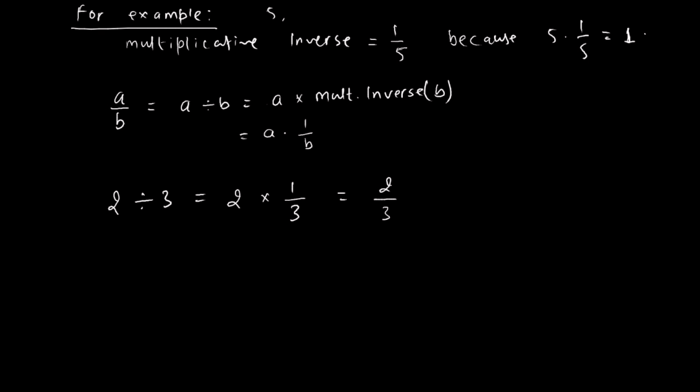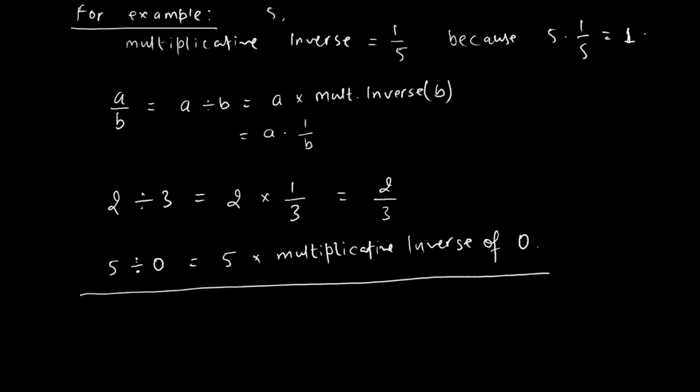Similarly, when we want to divide any number by 0, we write the first number as it is and multiply it by the multiplicative inverse of 0. So in order to divide any number by 0, we need the multiplicative inverse of 0. Or in other words, we need a number which, when multiplied with 0, gives 1 as a result.